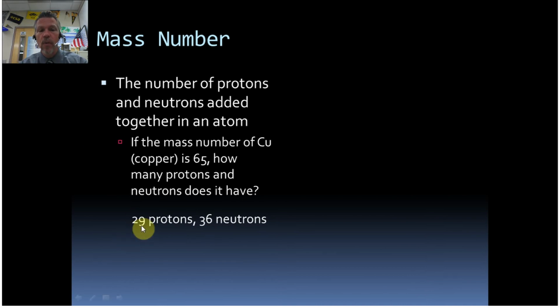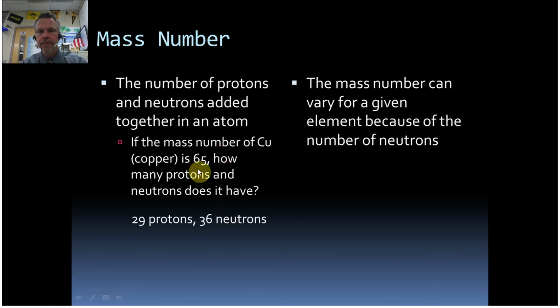So copper always has 29 protons, and if the total mass number is 65, 65 minus 29 gives you 36. So there are 29 protons and 36 neutrons in this particular atom of copper. The mass number can vary from one atom to another because of the numbers of neutrons. This particular example that I gave right here had 36 neutrons.